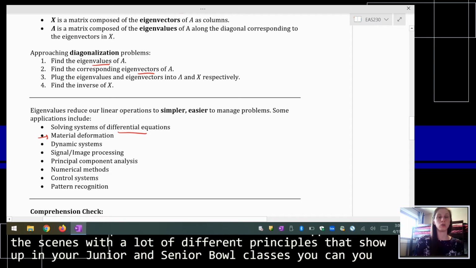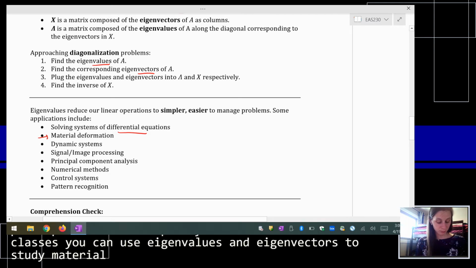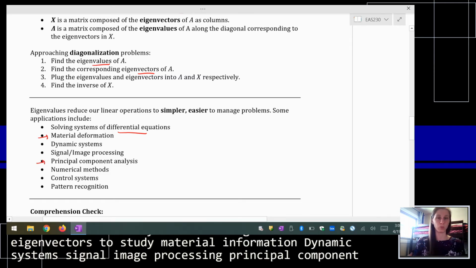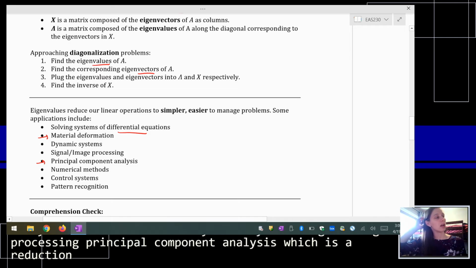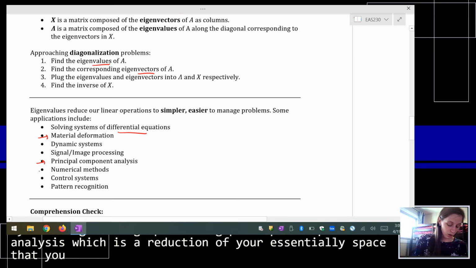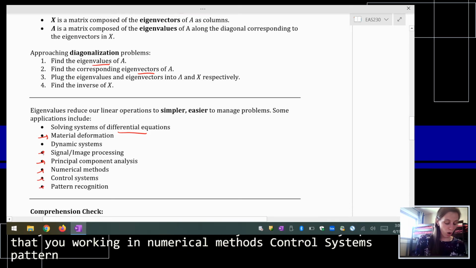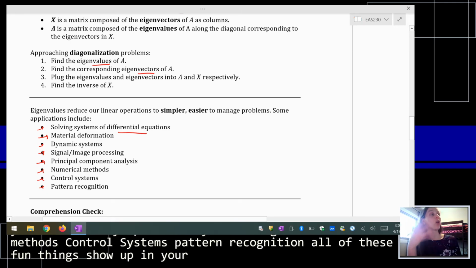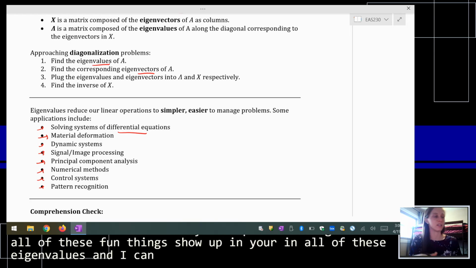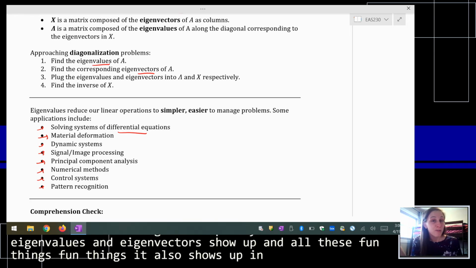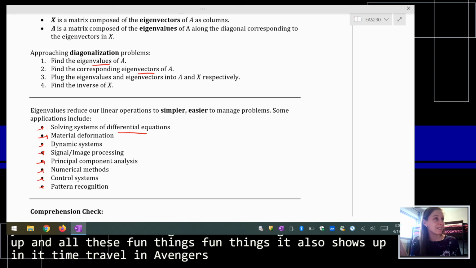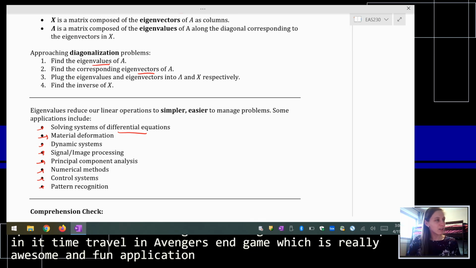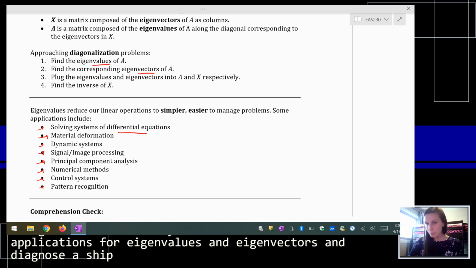You can use eigenvalues and eigenvectors to study material deformation, dynamic systems, signal and image processing, principal component analysis, which is a reduction of essentially the space that you're working in, numerical methods, control systems, pattern recognition. All of these fun things, eigenvalues and eigenvectors show up in all these fun things. It also shows up in time travel, in Avengers: Endgame, which is really awesome and fun. So there's lots of different applications for eigenvalues, eigenvectors, and diagonalization. And we'll go over many problems in class.